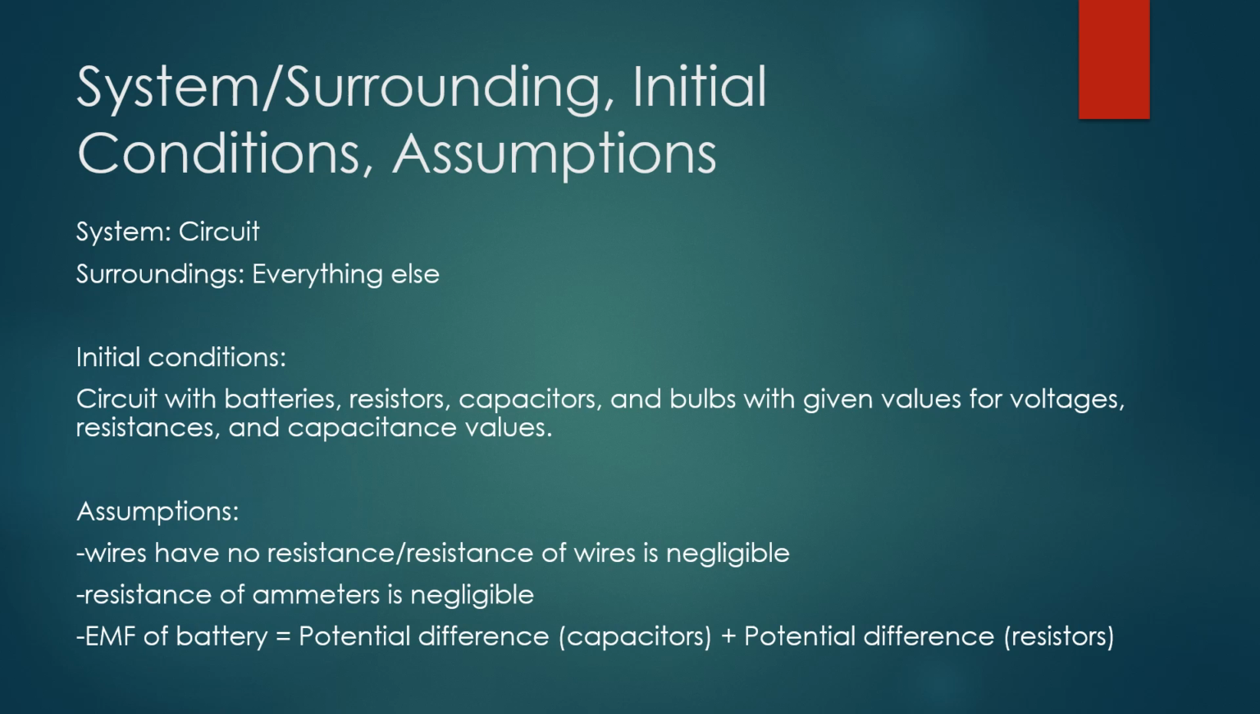The system was the circuit and the surroundings were everything else. The initial conditions were the circuit with the batteries, resistors, capacitors, and bulbs, with all the given values, depending on the part of the lab. The assumptions were that the wires had no resistance, the resistance of ammeters was negligible, and the EMF of the battery was the potential difference of the capacitors plus the potential difference of the resistors.